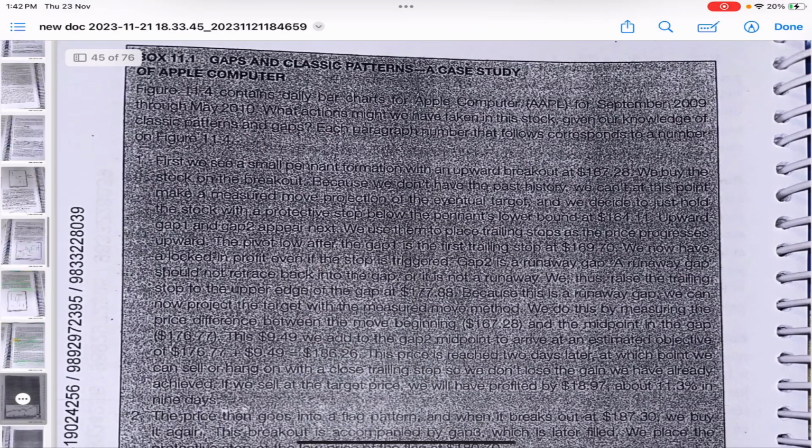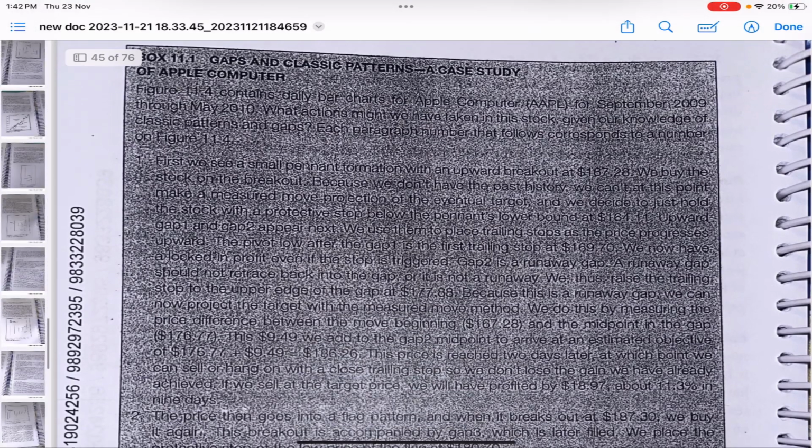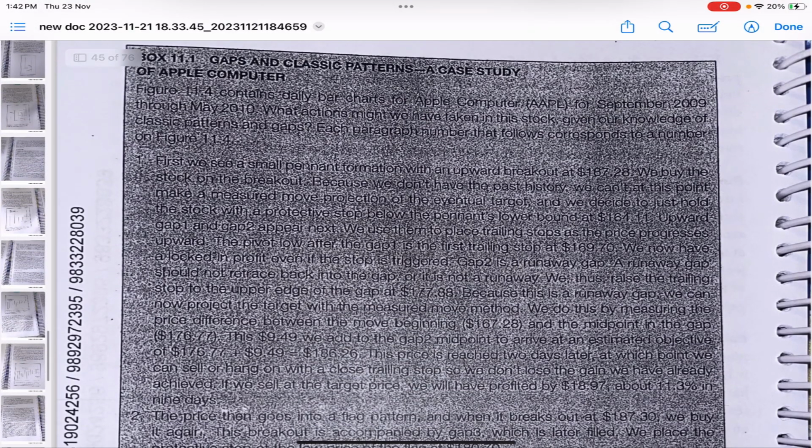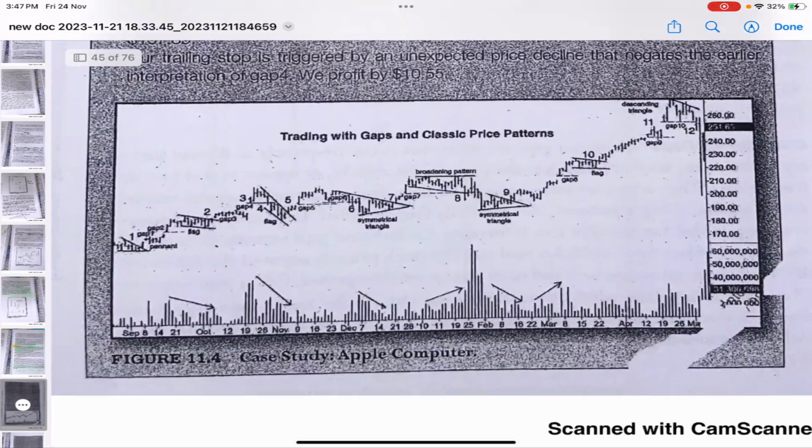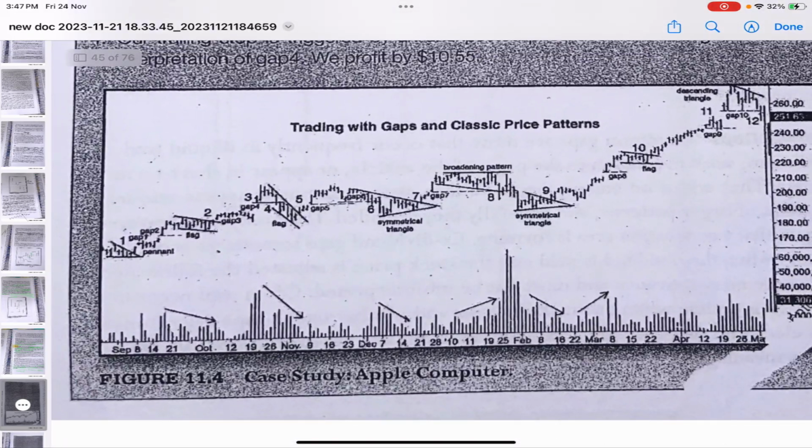Next we have a box. I don't think it is visible. Okay, so beginning with this box, I know nothing is visible, so you just focus on the picture over here and I will read it for you.